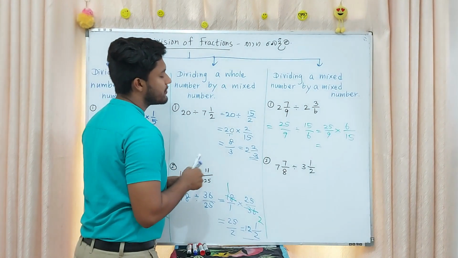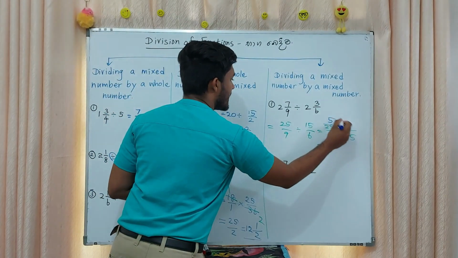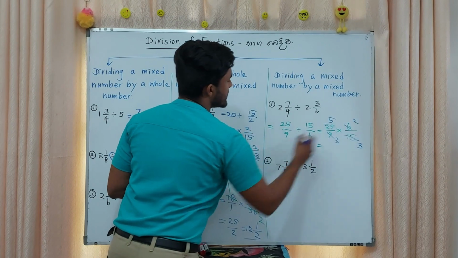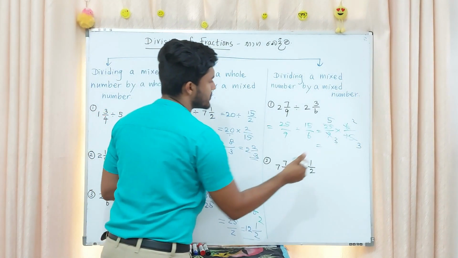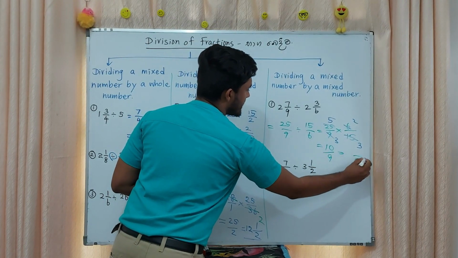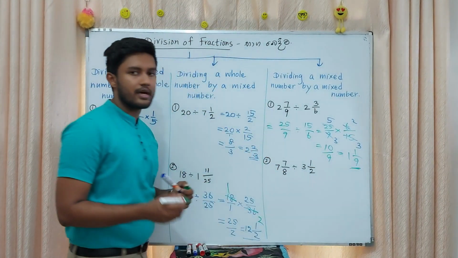That means 5 into 5, 5 into 3, 3 into 3, 3 into 2, 5 into 2, 10, 3 into 3, 9. That means 9 over 1, which is 9, is the answer.